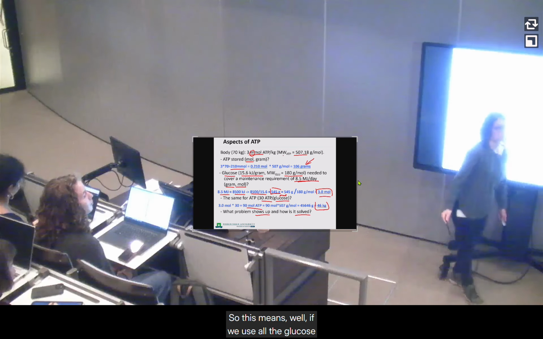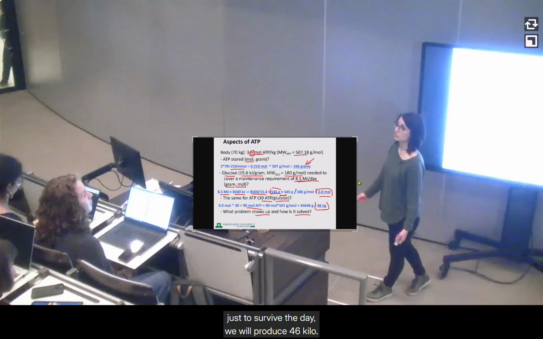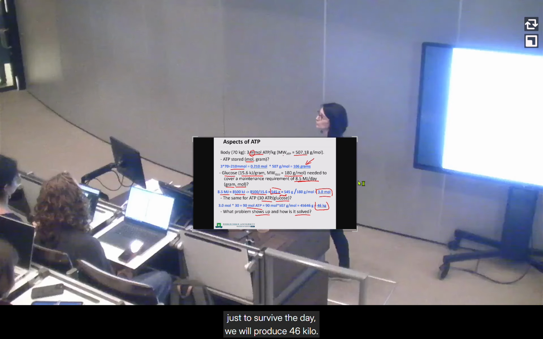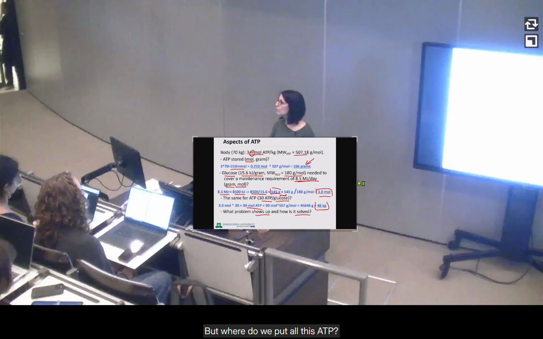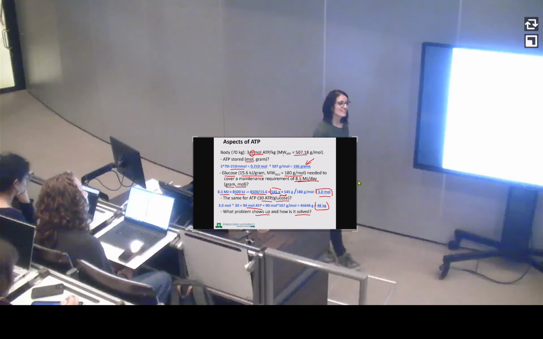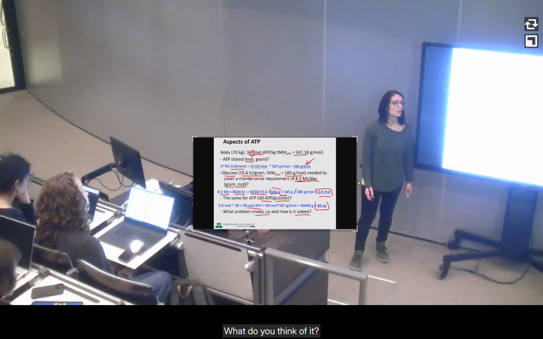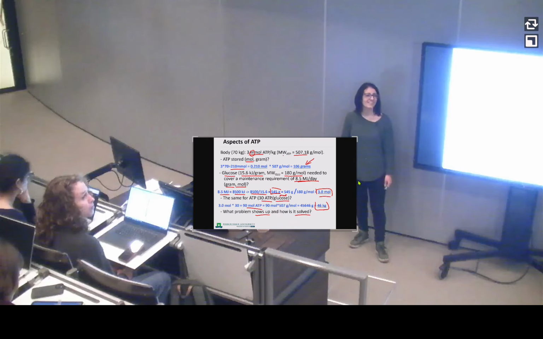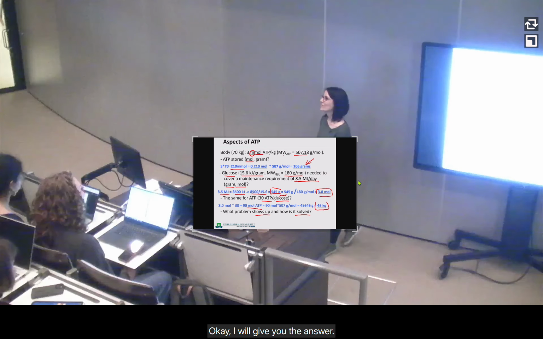So this means, well, if we use all the glucose just to survive the day, we would produce 46 kilo. But where do we put all this ATP? What do you think of it? Okay, I will give you the answer.